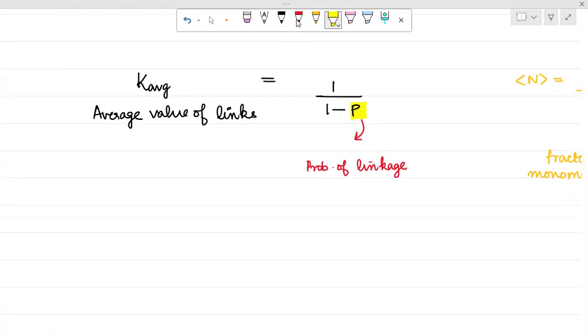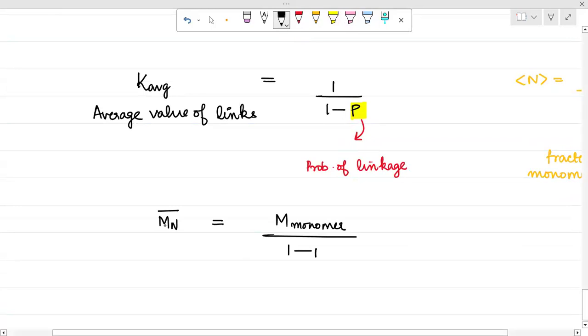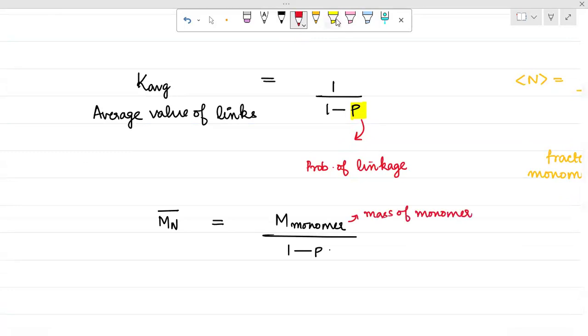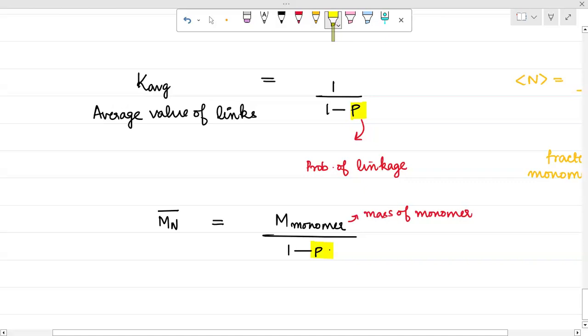This is also related to our number average molecular mass as mass of the monomer divided by 1 minus P. This is the mass of the monomer, and P is again the probability of linkage. So these are the equations that you should know from Florey theory, and with that we can do any problem.